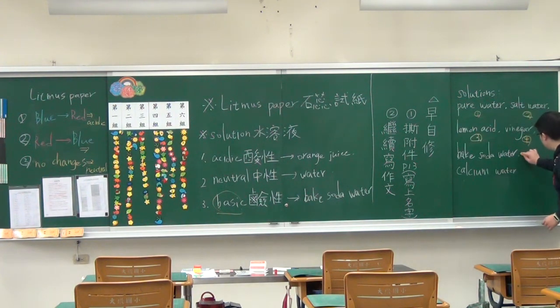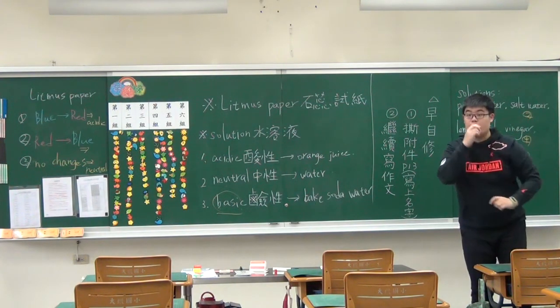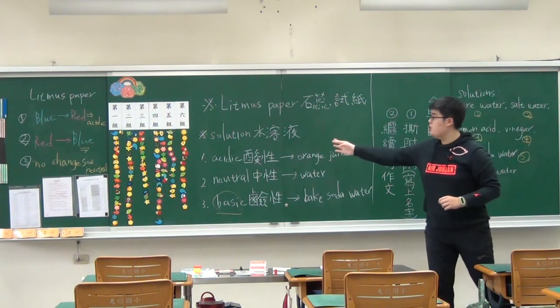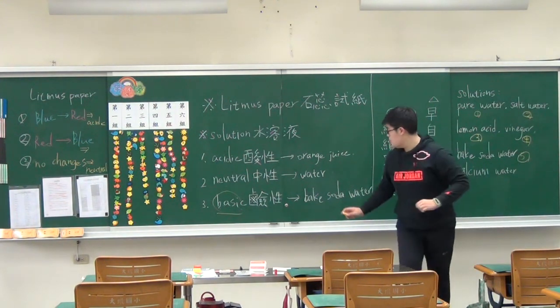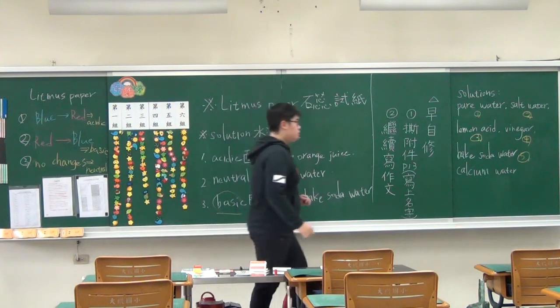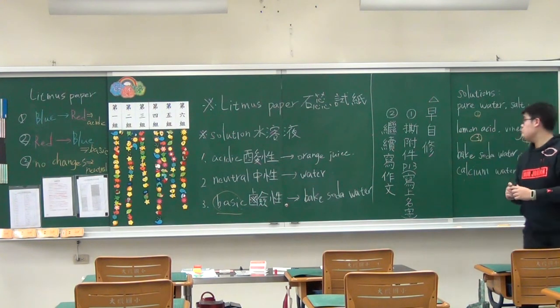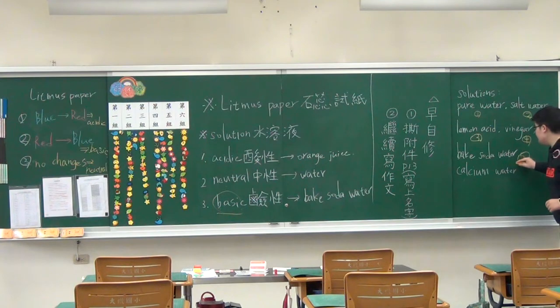Move on to the 5th cup of solution. So what kind of solution is baking soda water? First of all, does it change the litmus paper's color? Yes or no? Yes, right? So is it from red to blue or blue to red? Red to blue, right? So it is a kind of basic solution. So baking soda water changes red litmus paper to blue. So baking soda water is a kind of basic solution.